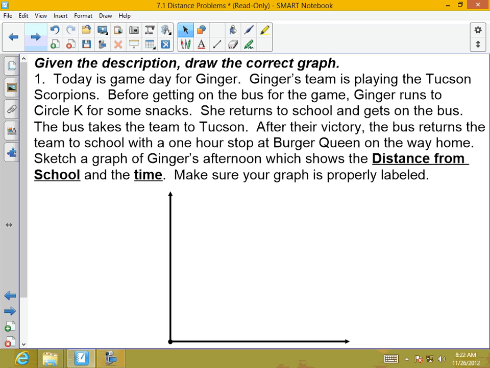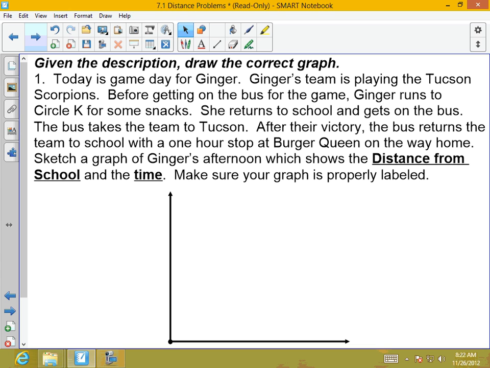So first thing you need to do is read. Today is game day for Ginger. Ginger's team is playing the Tucson Scorpions. Before getting on the bus for the game, Ginger runs to Circle K for some snacks. She returns to school and gets on the bus. The bus takes the team to Tucson. After the victory, the bus returns the team to school with a one-hour stop at Burger Queen on the way home. Sketch a graph of Ginger's afternoon, which shows the distance from school and the time. Make sure the graph is properly labeled.